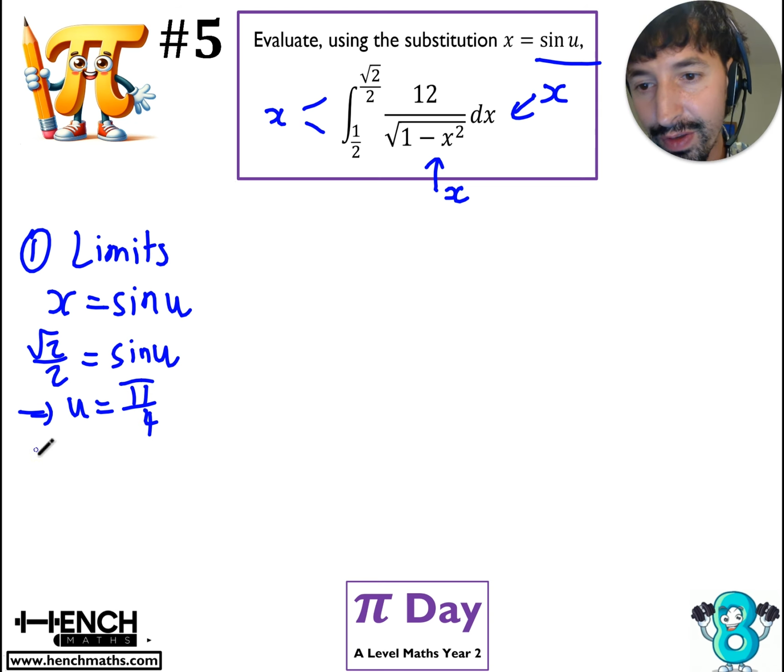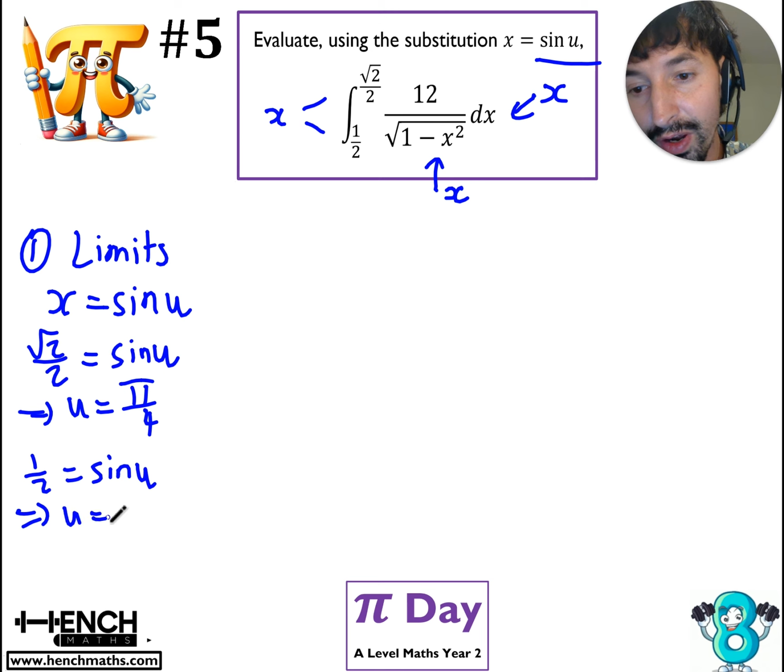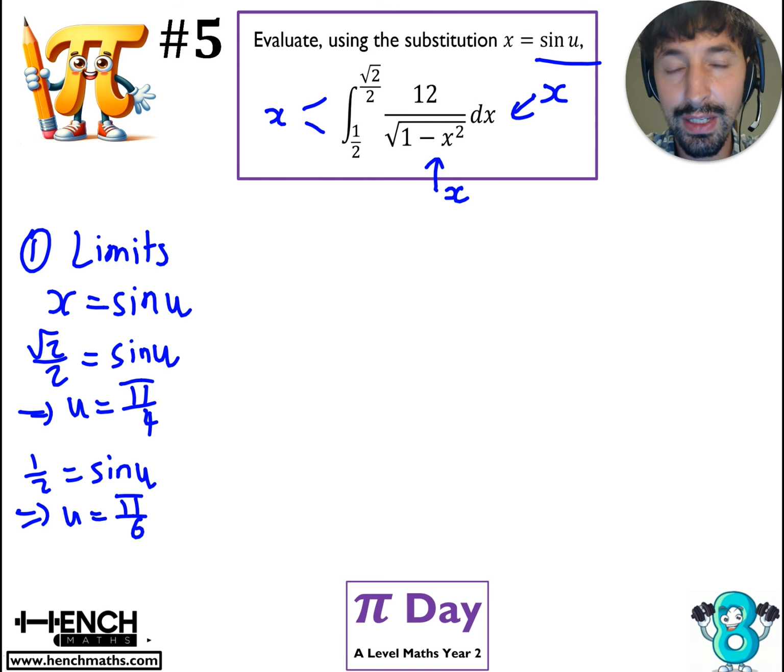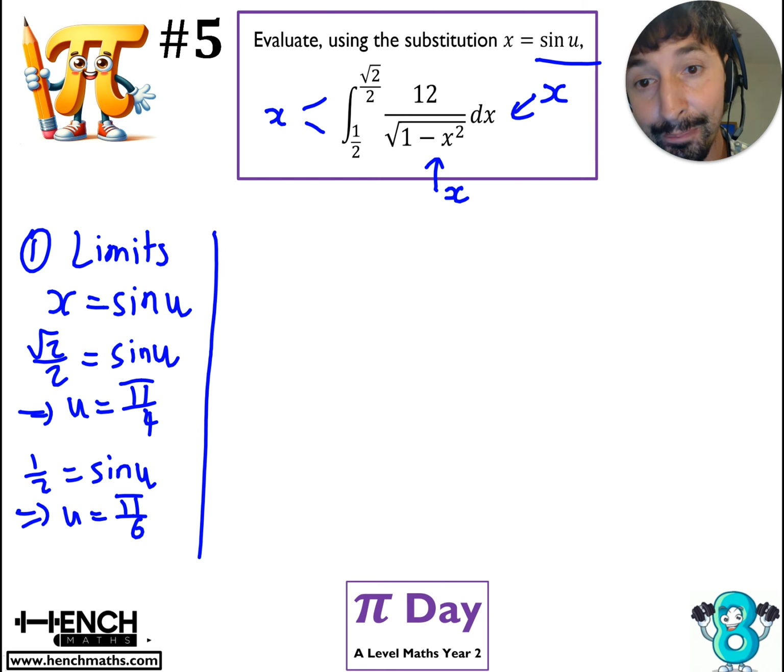And then if we put a half in, so if we said half equals sine u, then you're going to get u is equal to pi over 6. Also, crucially, you've got to use radians. Calculus, integration, differentiation, doesn't work with degrees. You've got to use radians. So we found our limits, so we can replace those in.